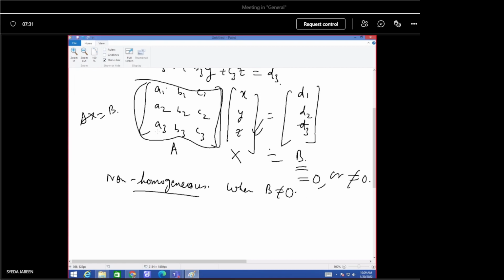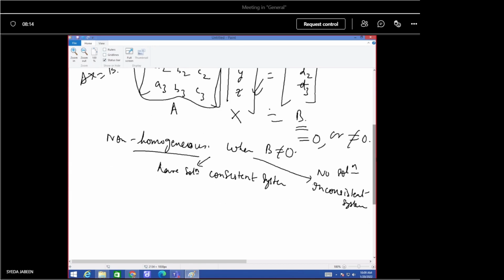What you can have is either a solution, which is called a consistent system of equations, or no solution, which is called an inconsistent system. Now, if the system is consistent, you can again have two situations.